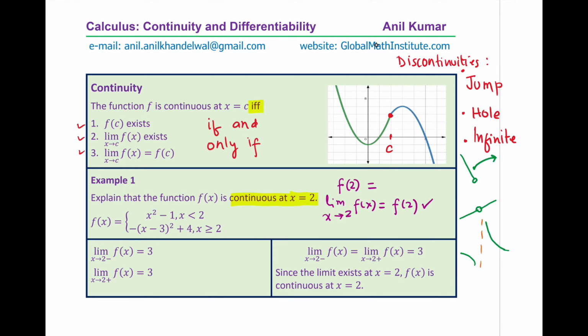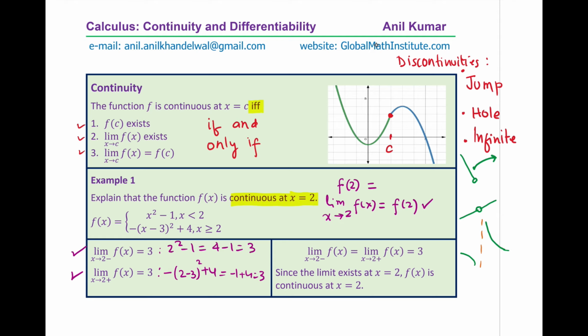So when you substitute 2 here, you get the limit as 3. You have to find the limit from the right hand side, substituting in the second. So in the first case, we found that this is 2 squared minus 1, which is 4 minus 1, which is 3. And in the second case, we calculated by substituting here 2, right? So we get 2 minus 3 whole square plus 4, which is minus 1 plus 4, and which is also 3. So we see that the limits from left side and from the right hand side are equal.